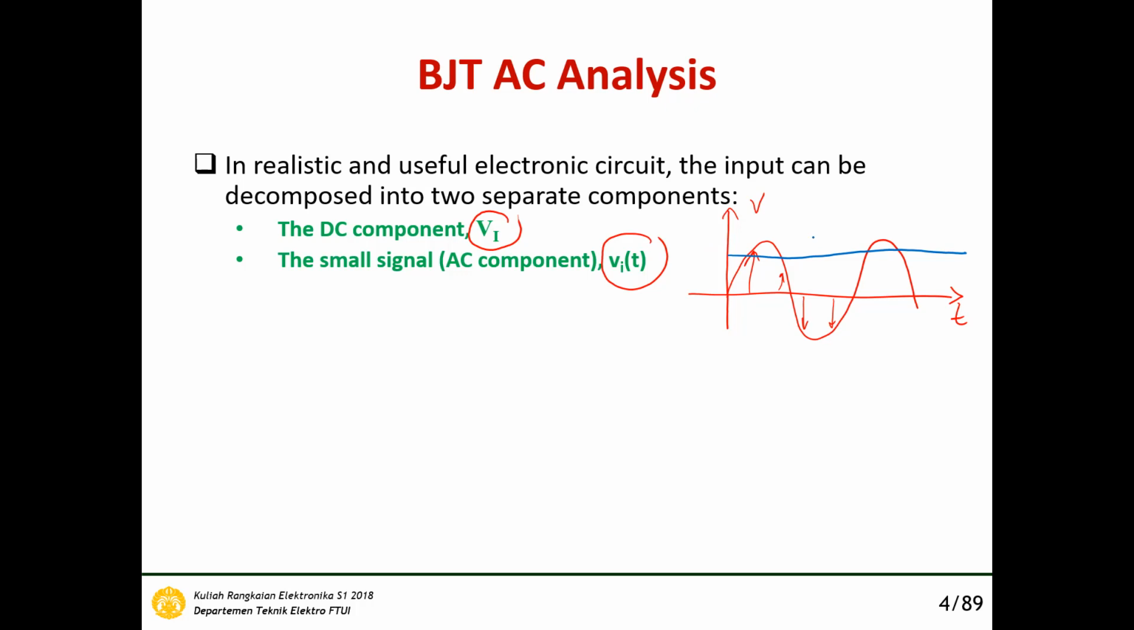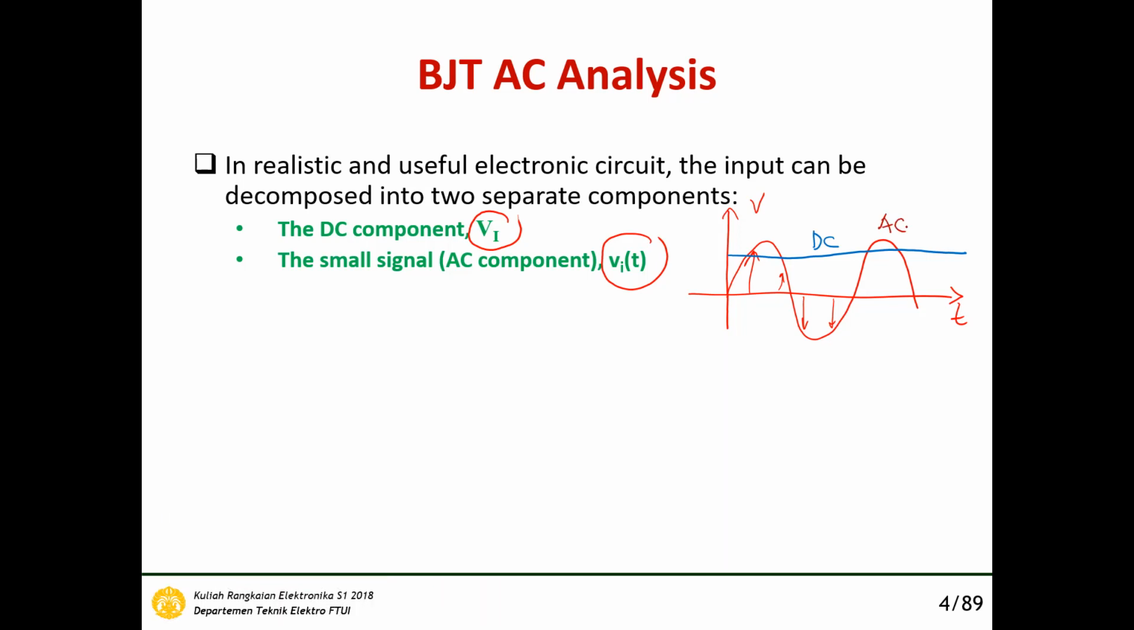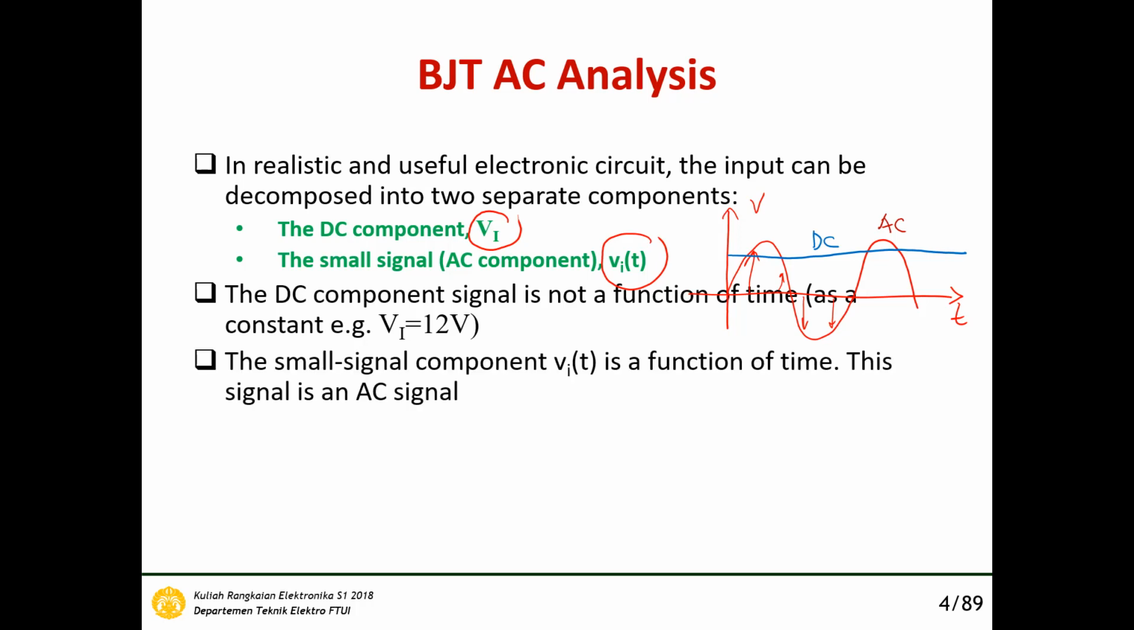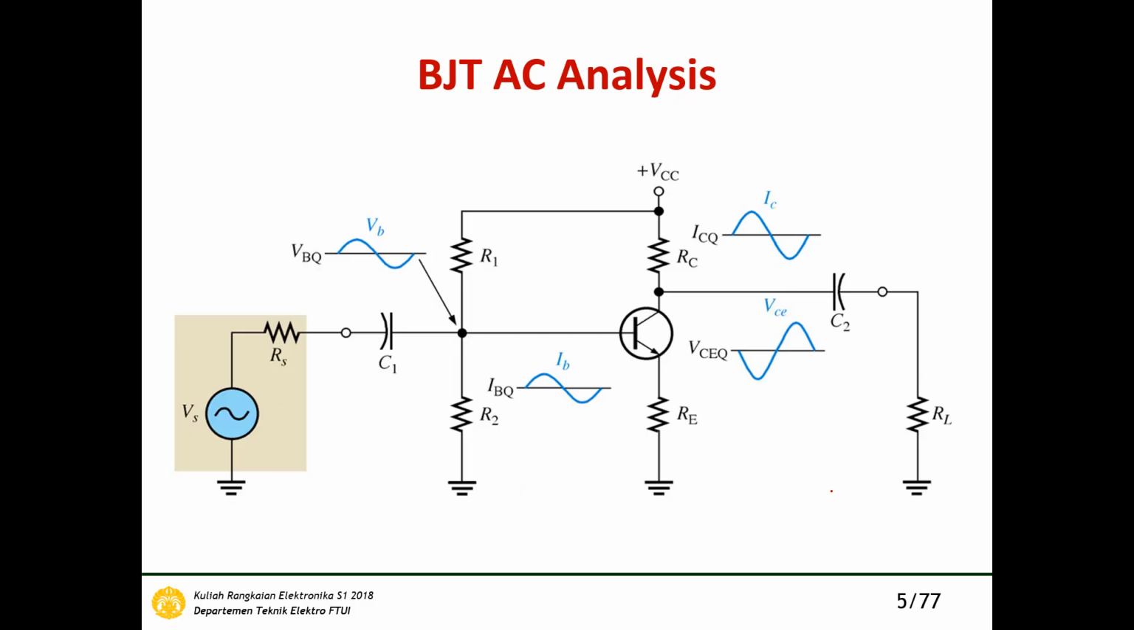So this is the DC, the blue one is DC, and the red one is the AC. The DC component signal is not a function of time, so it's like a constant, like V1 equal to 12 volts. And the v1(t), the small signal component or AC, is a function of time. So the signal is an AC signal. The signal v1(t) is referred to as the small signal component because its magnitude is generally small for all time t.